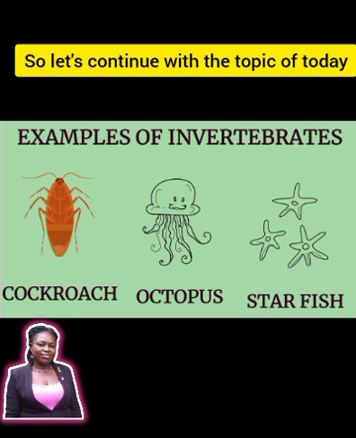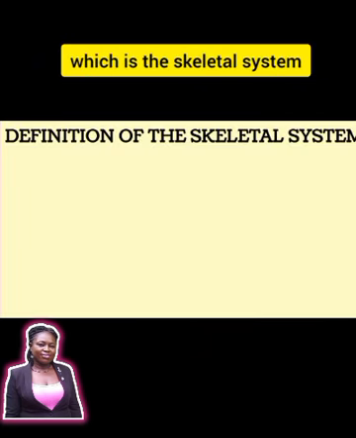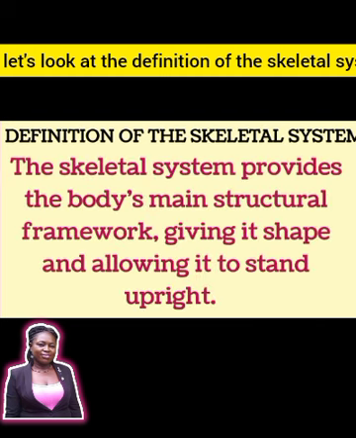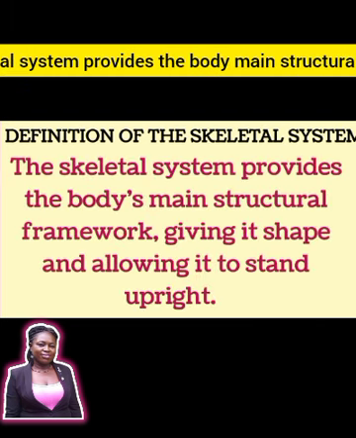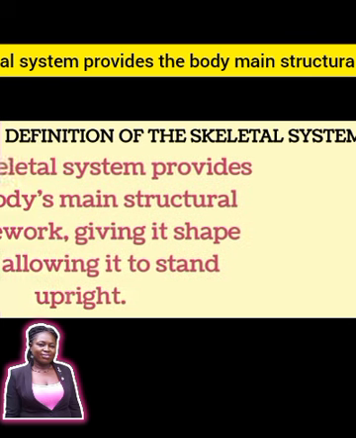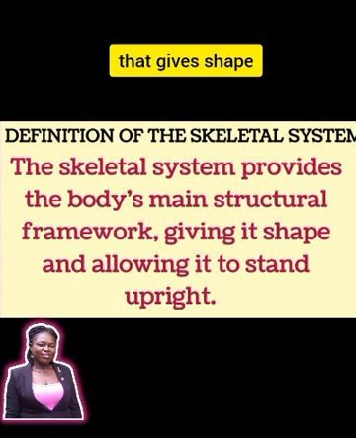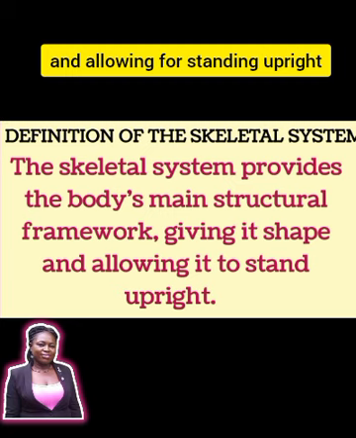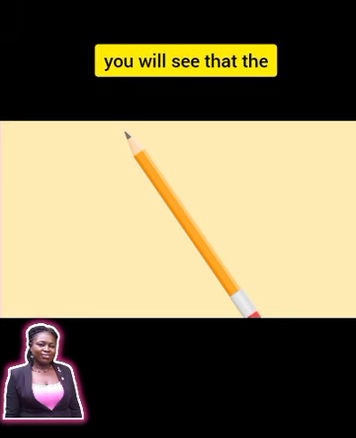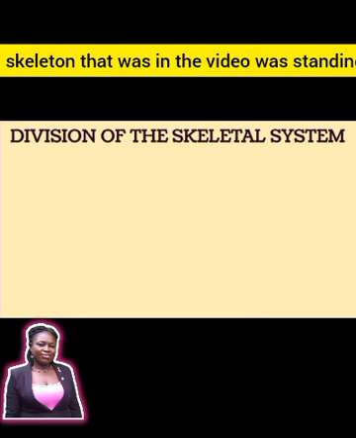So let's continue with the topic of today, which is the skeletal system. Let's look at the definition of the skeletal system. The skeletal system provides the body's main structural framework that gives shape and allows for standing upright. That is the skeletal system. If you look at the beginning of the video, you will see that the human skeleton in the video was standing upright.